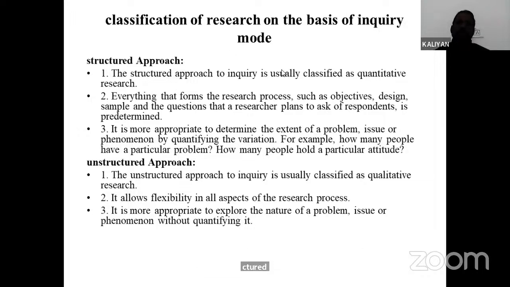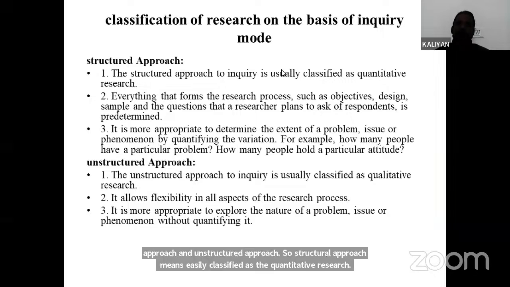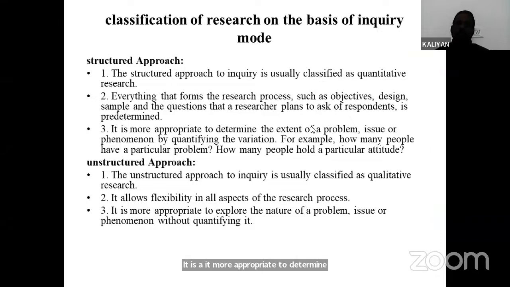Structured approach and unstructured approach. Structured approach is usually classified as quantitative research. It is more appropriate to determine the extent of the problem, issues or phenomena by quantifying the variation. For example, how many people have a particular problem or how many people hold a particular attitude. So this is the structured approach.